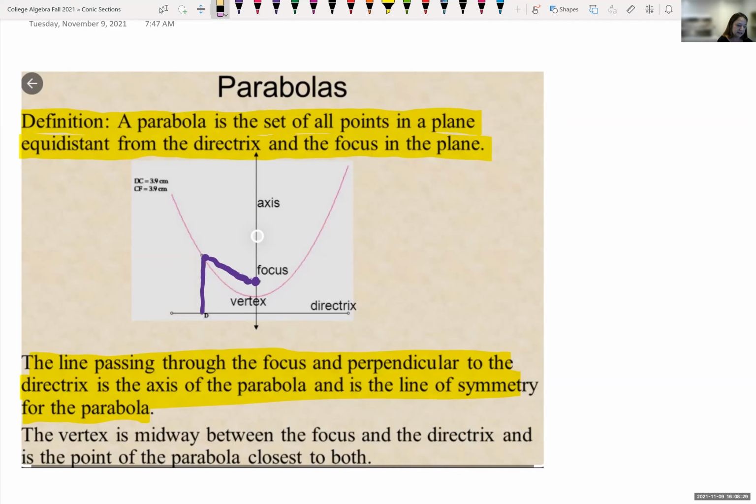The vertex is midway between the focus and the directrix, and is the point the parabola is closest to both. Okay, and we've dealt with the vertex before too. Okay, focus. Parabola is always facing towards the focus, and the parabola is always facing away from the directrix.